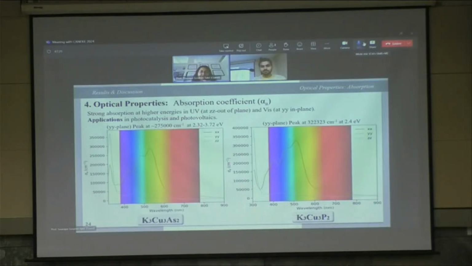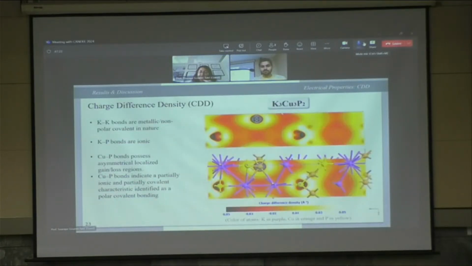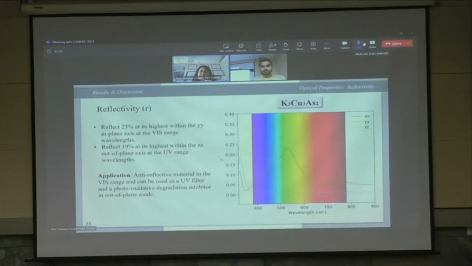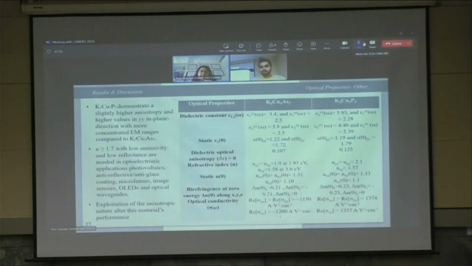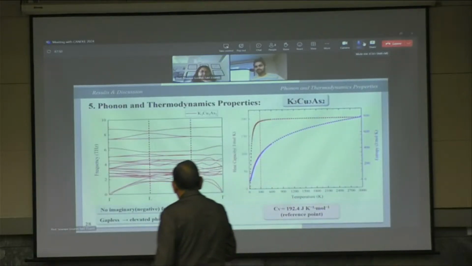We also did the optical properties, like absorption, dielectric constant, reflectivity, transmission and conductivity, because they are very important to know how we can use them in optical applications. And of course, we calculated everything related to zero frequency, because this is also one of the mandatory steps to check the optoelectronics, especially for applications like LEDs and optical waveguides.